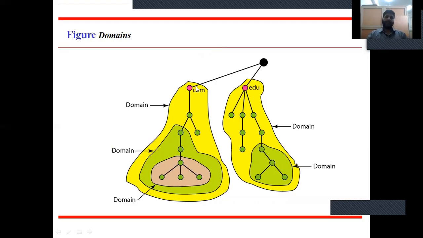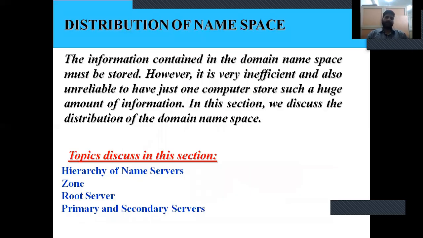From the root of the tree, the first domain is .com, then .edu, and the next domain is an inner domain of the domain, and next is a subdomain of the inner domain. So this is the representation of a domain. Now the distribution of namespace. The information contained in the domain namespace must be stored. However, it is very inefficient and also unreliable to have just one computer store such a huge amount of information.